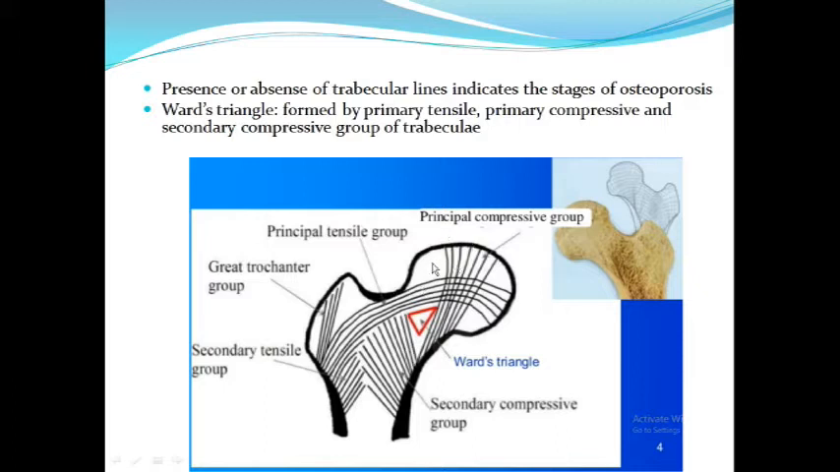So principally there are a few groups of these trabeculae. These are the principal compressive group, these are the principal tensile group, these are the greater trochanter group, these are the secondary tensile group, and these are the secondary compressive group. So this is the orientation of trabeculae in the proximal part of femur. Its significance I will tell you later on. There is a classification which is based on these trabeculae. Okay, so just know these are the trabeculae, there are principally these many groups and this is how they are aligned.